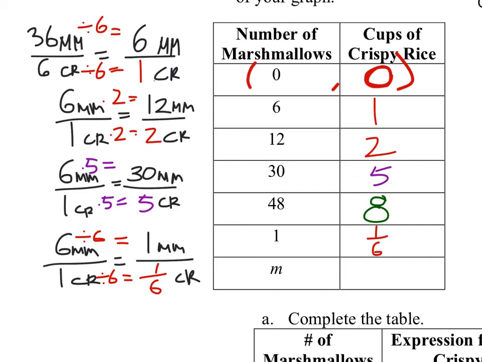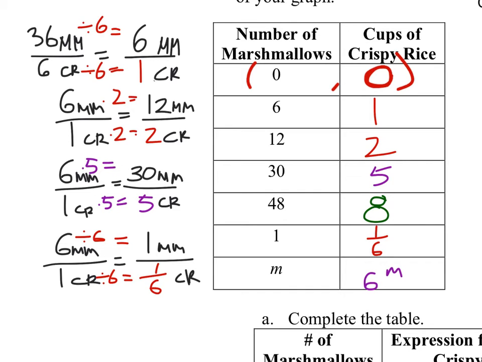Now, we've got M number of marshmallows. How many cups of crispy rice would it be? Yeah? That's close, right? So we look at that and we think to ourselves, it's 6M, right? Because if we look at this, if we had 12 times 6 it would be 72, not 2. So we've got to multiply this by something to get 2, or this by something to get 1.